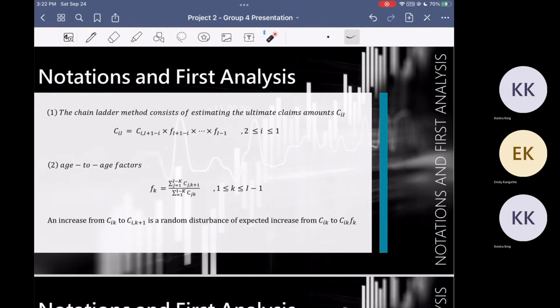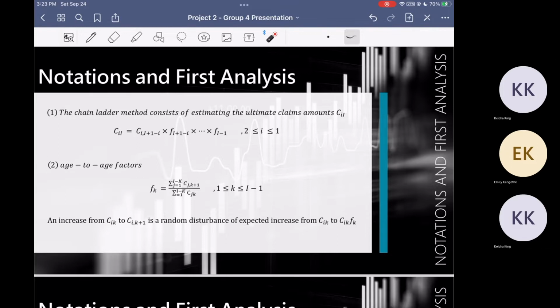So our first formula is that the chain ladder method consists of estimating the ultimate claims amounts C_iI, which equals C_i,I+1-i times f_I+1-i, and so on and so forth, where i is between 1 and I. We also have age-to-age factors, which are notated as f_k, and this equals the summation of C_j,k+1 divided by the summation of C_jk, where k is between 1 and I minus 1.